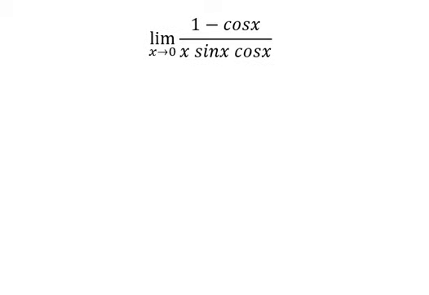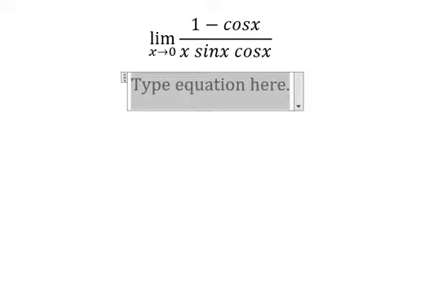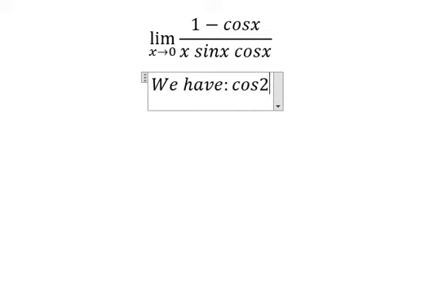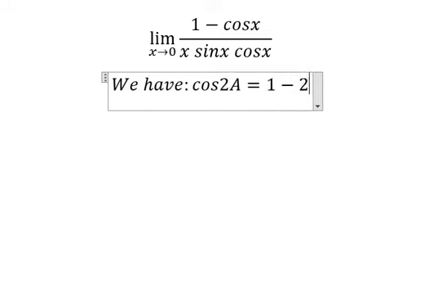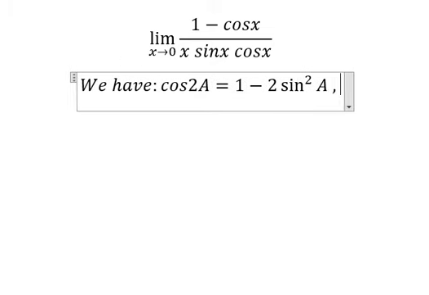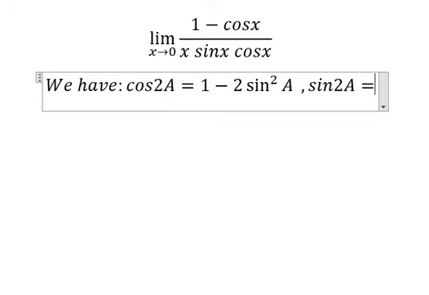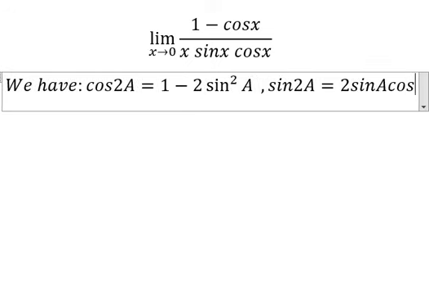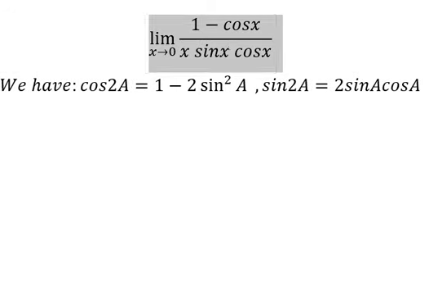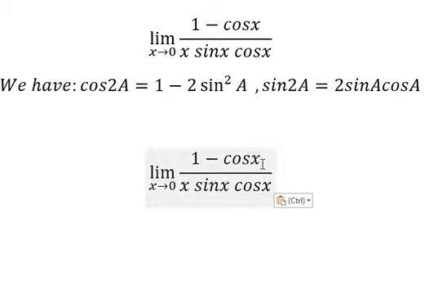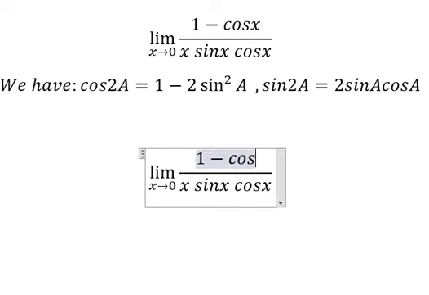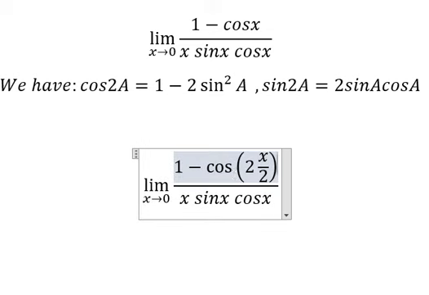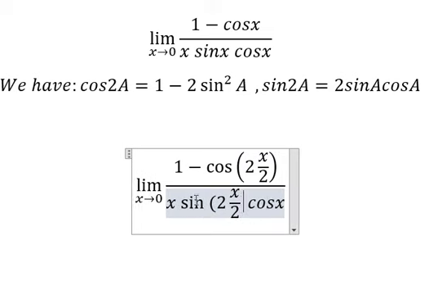Next, we have the formulas here. Cosine 2x equals 1 minus 2 sine squared x, and sine 2x is 2 sine x cosine x. So if we look carefully, we know that cosine x is cosine of 2 multiplied by x over 2, and sine x is sine of 2 multiplied by x over 2.